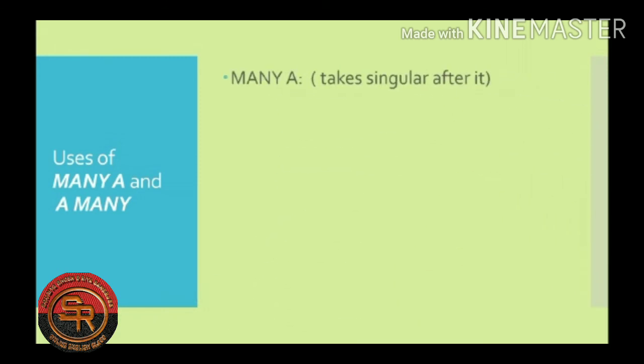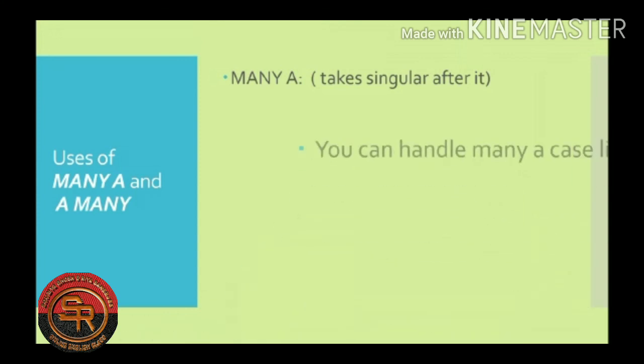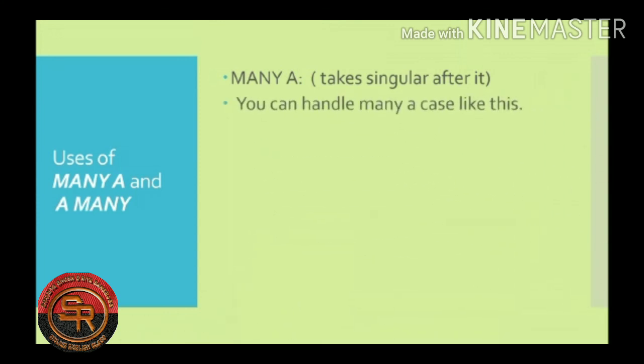Next, in this slide, I'll show you the uses of many a and a great many. Now it is like vice versa, many a and a great many. What's the difference? Let's see. Many a takes a singular noun after it. How? You can handle many a case like this. So we cannot say many a cases, not plural. Remember that one, many a case.